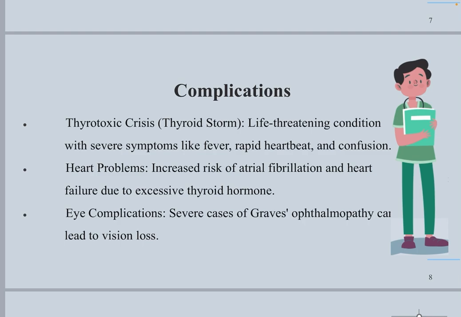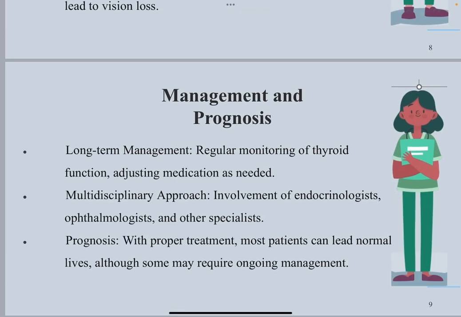What are the complications that come along with Graves' disease? Basically, we have thyrotoxic crisis, which is thyroid storm. It is a life-threatening condition with severe symptoms like fever, rapid heart rate, and confusion. We can also get heart problems, increased risk of atrial fibrillation and heart failure due to excessive thyroid hormones. Then we can have eye complications. Severe cases of Graves' ophthalmopathy can lead to vision loss.